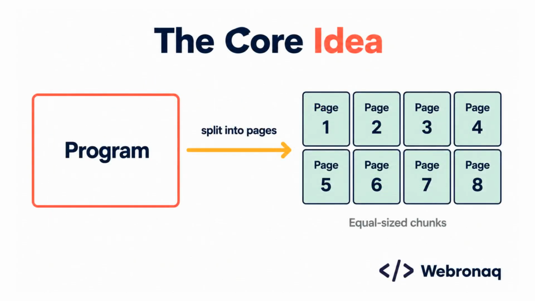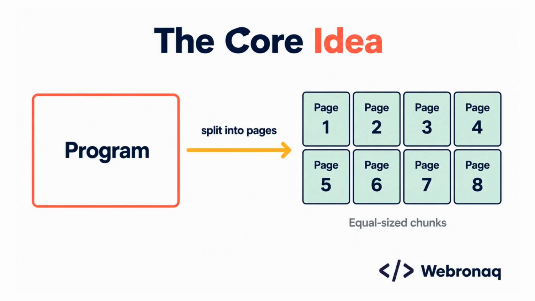Here's the core idea behind paging. Instead of treating a program as one giant block of memory that needs to fit somewhere, the operating system chops it up into small, equal-sized pieces. Each piece is called a page. A typical page is around 4 kilobytes, but the exact size depends on the system.